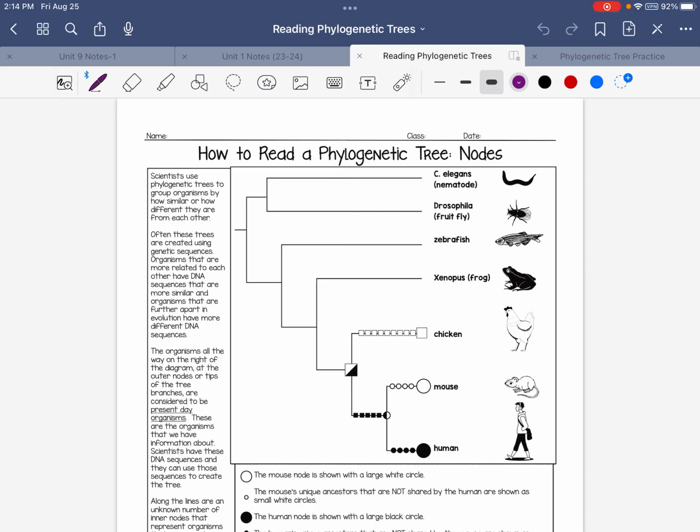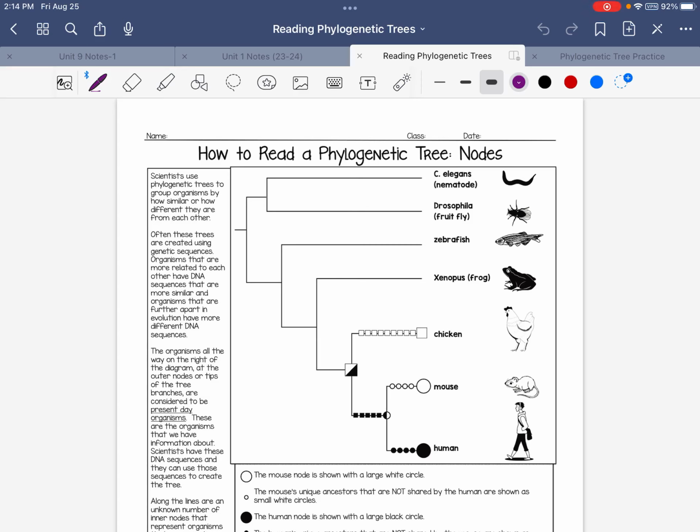All right, students, today you are assigned this worksheet here called How to Read a Phylogenetic Tree. So scientists use phylogenetic trees to group organisms by how similar or different they are from each other. Or in other words, it's just a tree to show the relatedness of these different species. Oftentimes, these trees are created using genetic sequences.